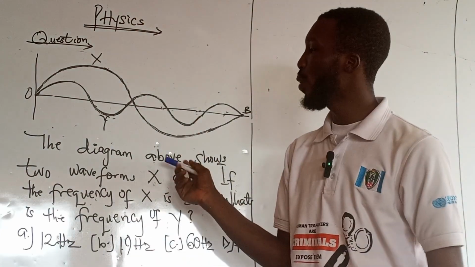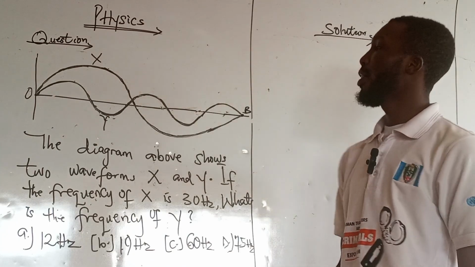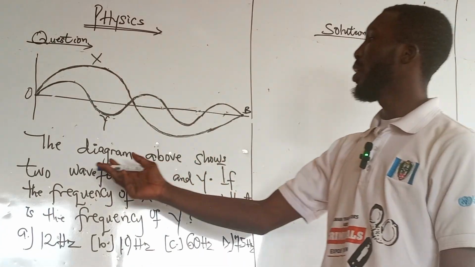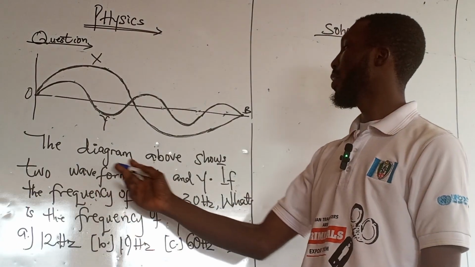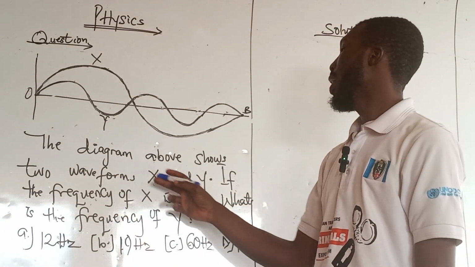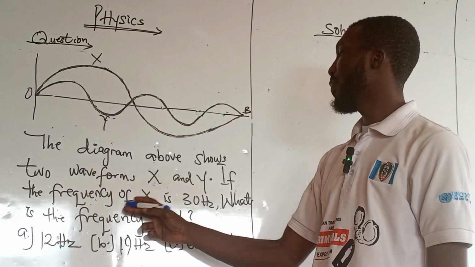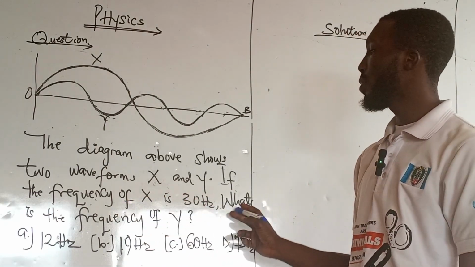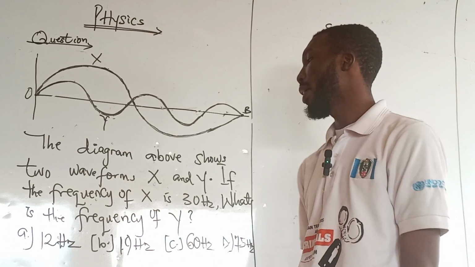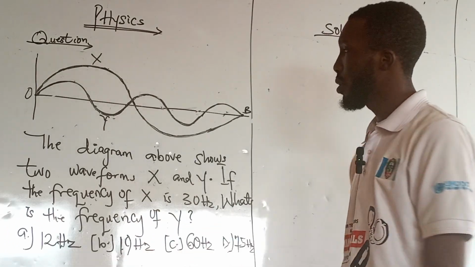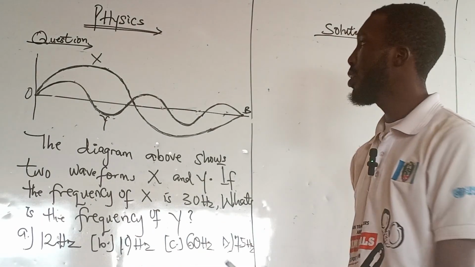We have another question on the waves before us here. In this question, we are given a diagram, and it reads: the diagram above shows two waveforms, x and y. If the frequency of x is 30 Hz, what is the frequency of y? And here are the options. As usual, we're going to solve and see which option corresponds with our answer.